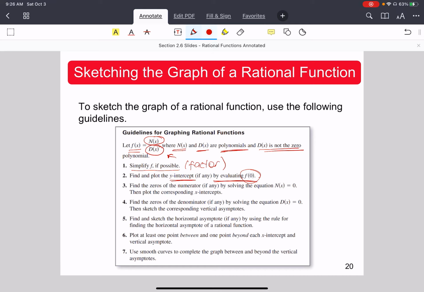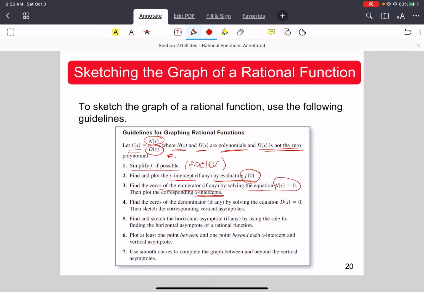When we find y-intercepts, we know that x must be 0. So we replace x with 0 in the function and then find the value. Next thing we're going to do is find the zeros of the numerator by solving the equation n of x equals 0. So that's going to give us the x-intercepts.